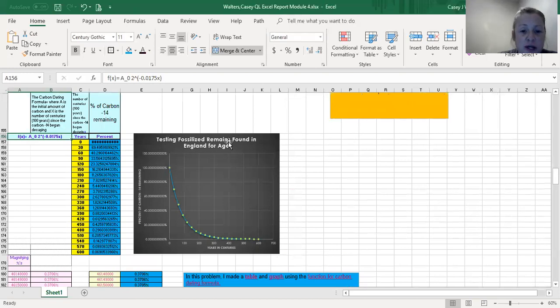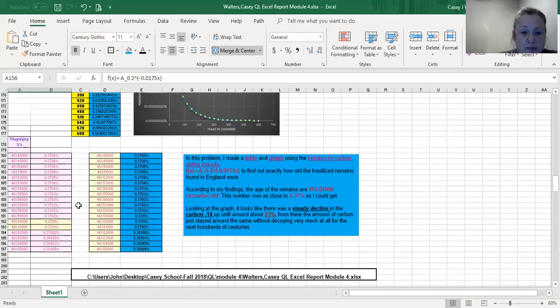So testing fossilized remains found in England for age, this is the chart right here, and it's years and centuries. If I know exactly how old the fossilized remains found in England were, according to my findings, the age of the remains were 461.61 centuries old. Wow. This number was as close to 0.37% as I could get.